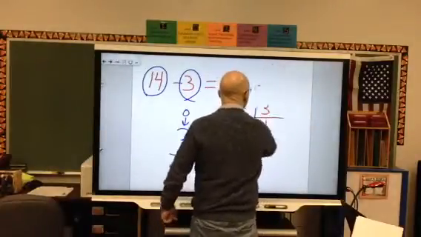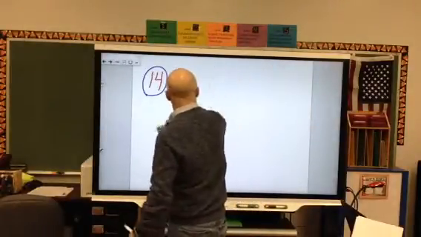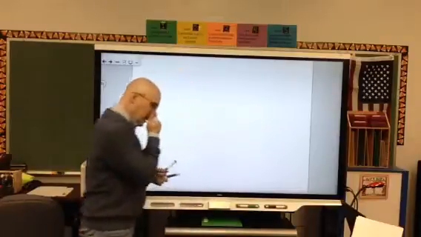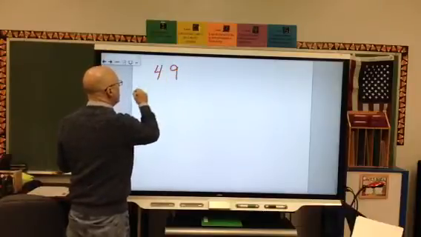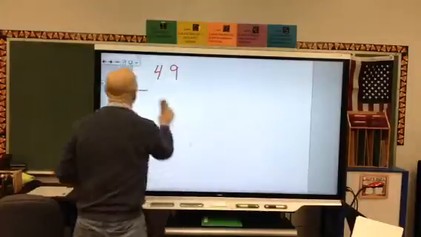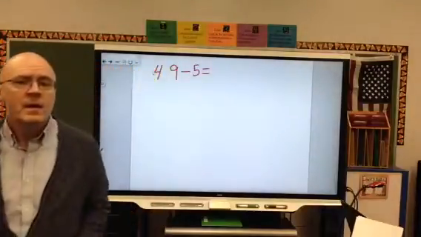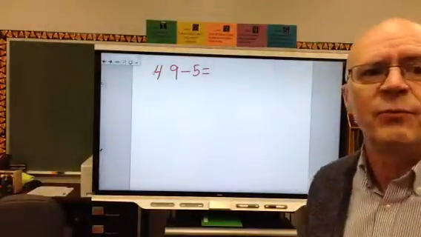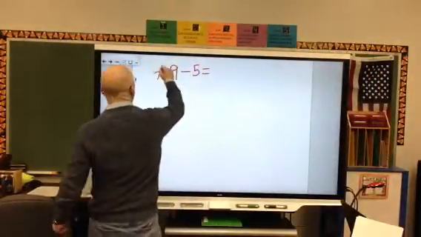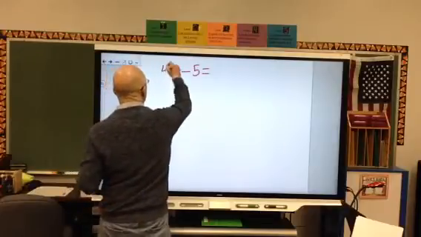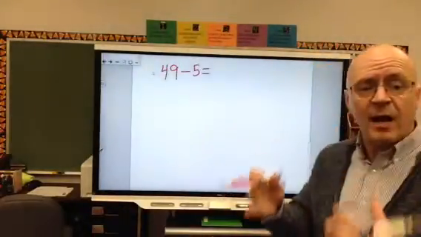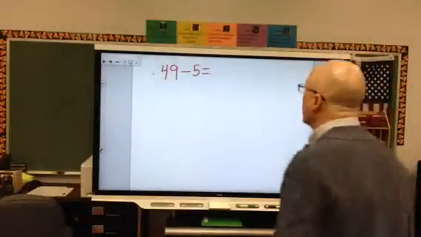Let's try another one. Now we're kind of getting into some different stuff here, but that's okay. Let's try 49 minus 5. Now when we look at this problem, we're trying to find the difference of 49 and 5, or the answer to 49 minus 5. We know that we're starting with 49 of something. And if we were stacking that up and down, the 49 would go on top.